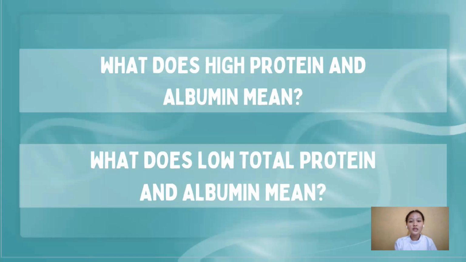But what does low total protein and albumin mean? Hypoalbuminemia is a condition where the body doesn't produce enough albumin, the protein that's responsible for keeping fluid in your blood vessels. The condition is ultimately a symptom of another condition. Treatment to address the underlying condition can improve albumin protein levels.